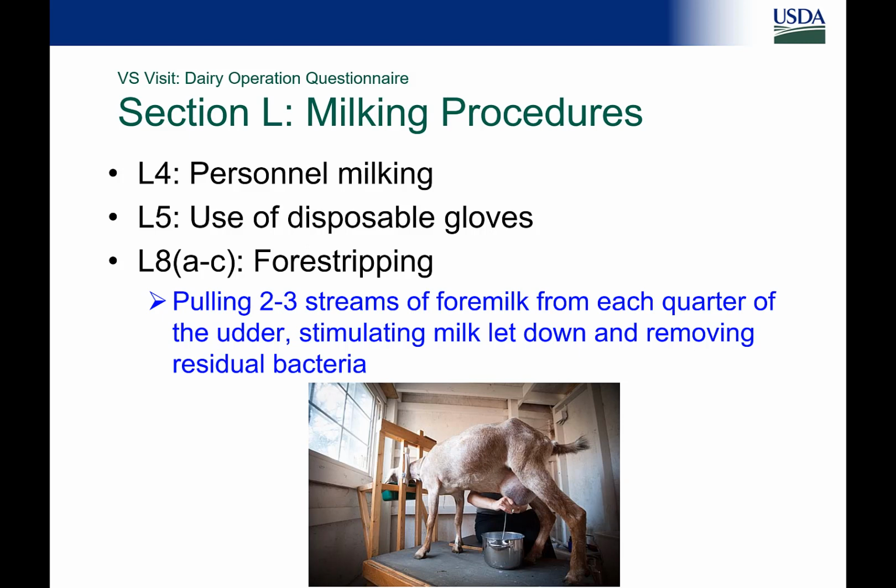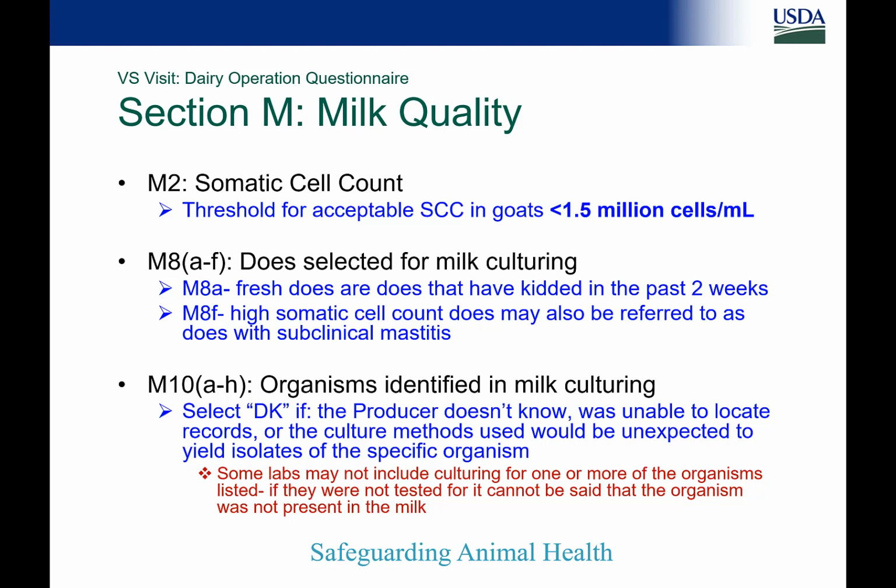So just make sure that when you go through 10 through 14, you read the question exactly as it's written to the producer and make sure that you're only checking one of these. If for some reason they have an odd practice that does kind of overlap with 2 of them, write it in other and we'll reclassify them afterwards if needed. So any questions on those sections before we jump into section N?